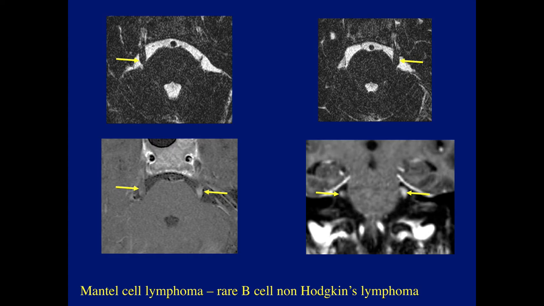This was a case we had recently of a very unusual, rare mantle cell lymphoma, again showing both trigeminal nerves enhanced. And again, notice on this image we see the right trigeminal, but not the left. Slightly different level, the left is seen, but not the right.